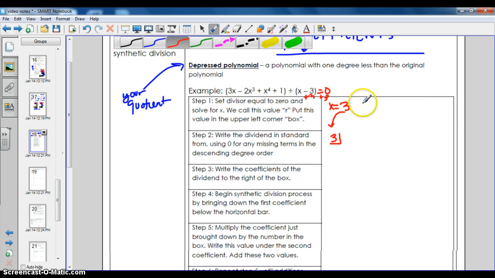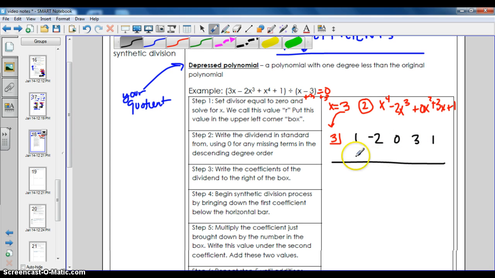And then for step 2, we're going to put it in standard form and make sure it equals 0. Put a 0 in for any missing terms as well. So for the first one, it's x to the 4th. Then it's minus 2x cubed. Oh, we don't have any x squared, so we need to put 0x squared. Then 3x, then 1. So now we're going to put those coefficients in order, just the coefficients, no variables.